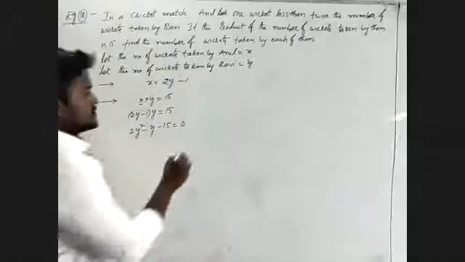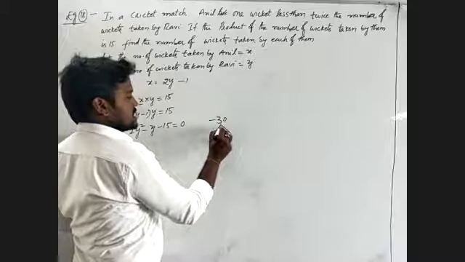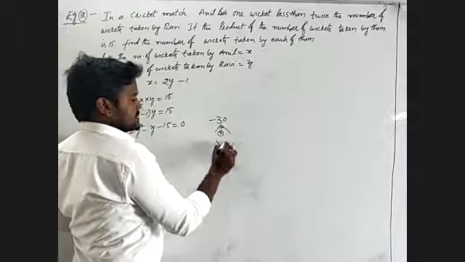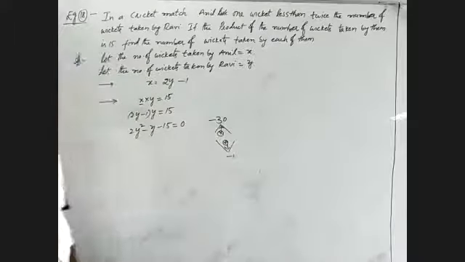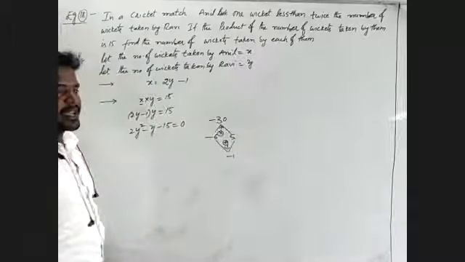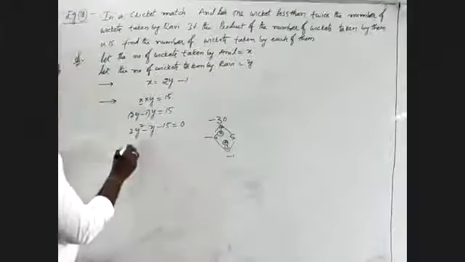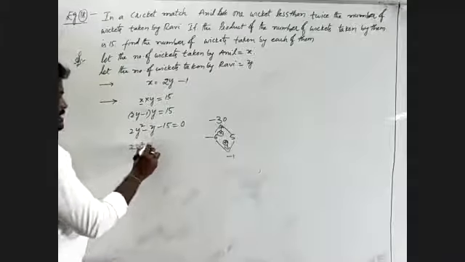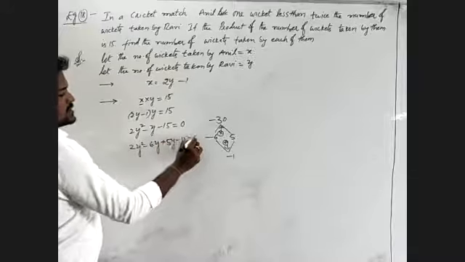2 into -15 is -30. We take factors which satisfy this product, and after that their sum should be -1. I will take -6 and +5. Plus into minus becomes minus; 6 times 5 is 30, and -6 plus 5 is -1. That is 2y² - 6y + 5y - 15 = 0.